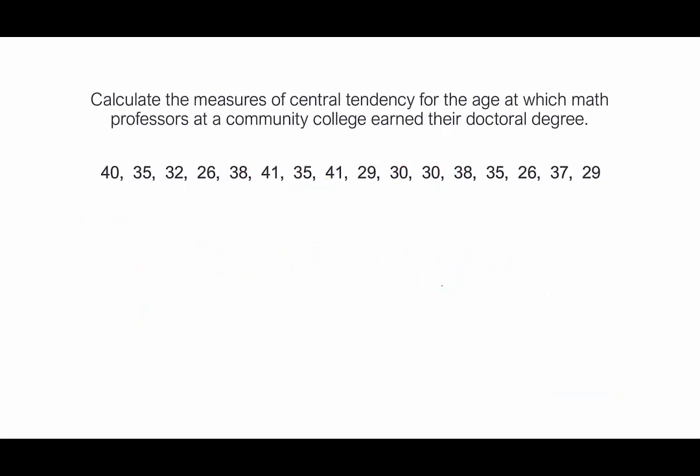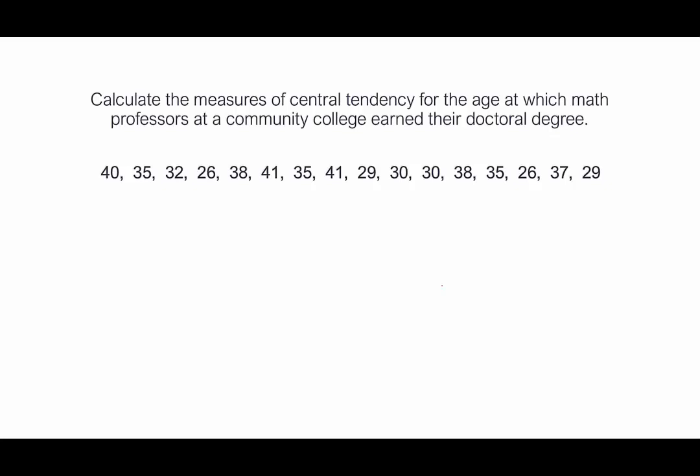Here we want to calculate the measures of central tendency for the age at which math professors at a community college earned their doctoral degree. Again, I strongly suggest having a calculator out. And we also want to make sure when we're calculating the mean, it's very easy when you're using a calculator to have a typo, right? To put a 2 instead of a 29, or to put 229 because you hit the button twice by accident.